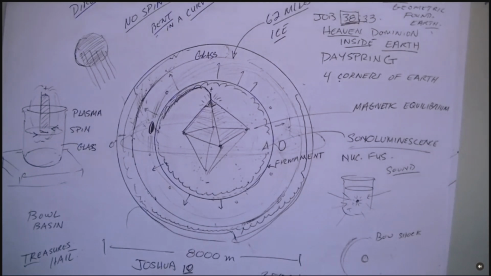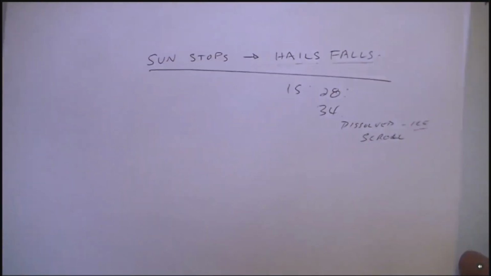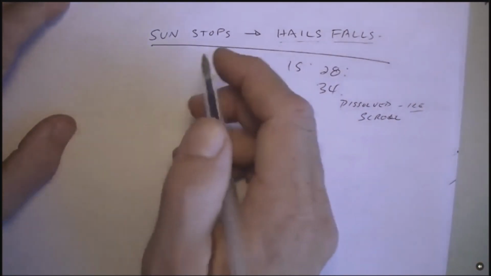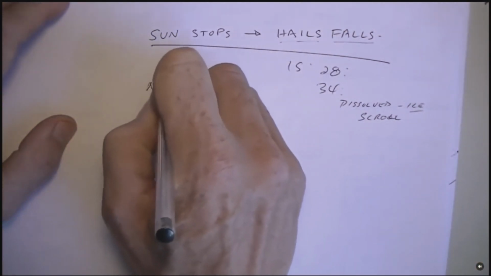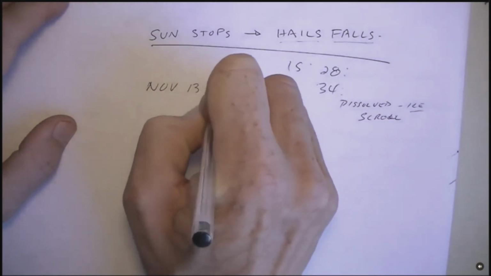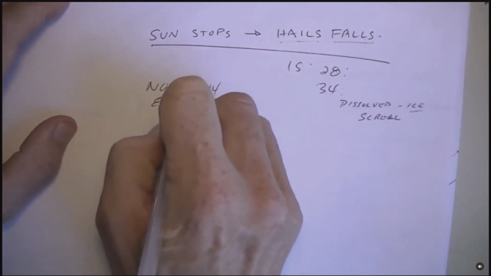So what's going to happen? It sounds like the sun is going to stop there, doesn't it? There's also another verse, I can't find it now, but it says the sun will be ashamed. Why will it be ashamed? Because it's going to be hiding behind the moon. So I'm foreseeing this is a possibility. I'm not saying it's going to happen, but November 13th, 14th eclipse over Australia.